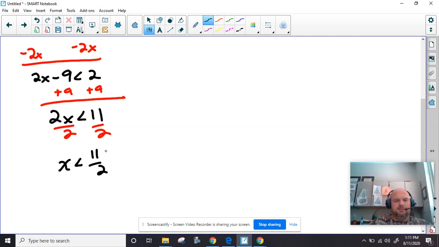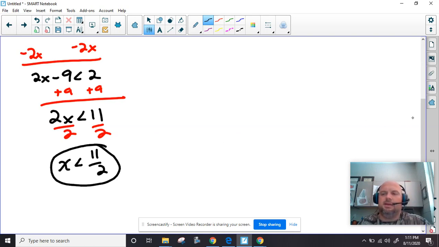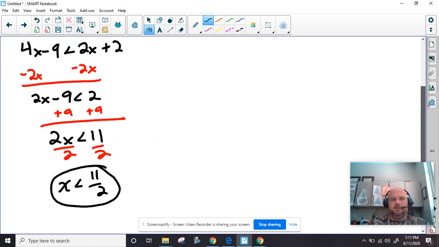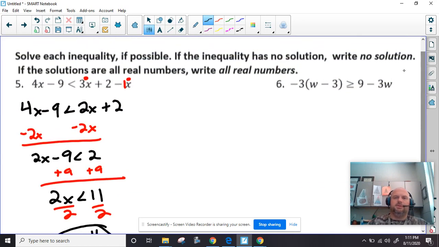Now, this is our answer, 11 halves. Okay. Now, I know we went right into that without reading directions, because I know that's what you'll do. But remember, it says solve if possible. If the inequality has no solution, it has then all real numbers. We're going to get to that here in a second. All right. So we do have to distribute first.